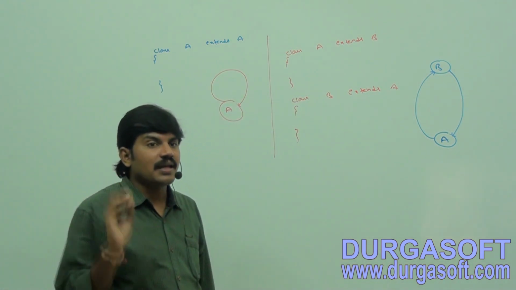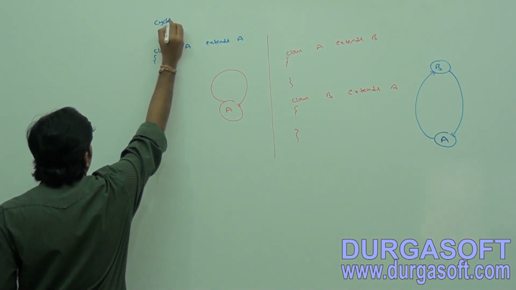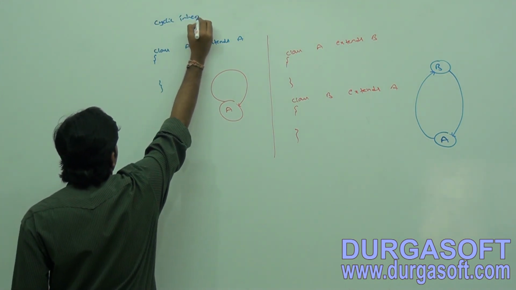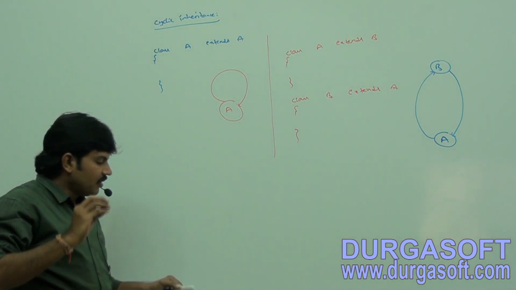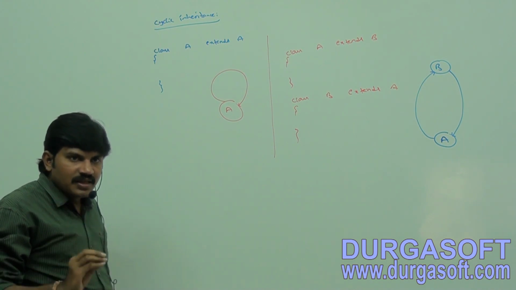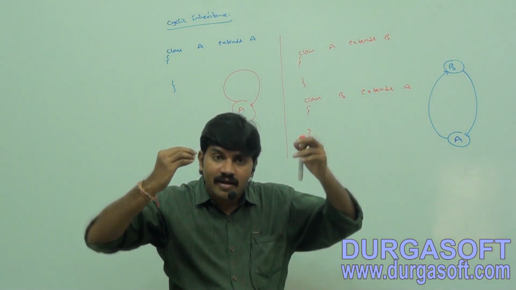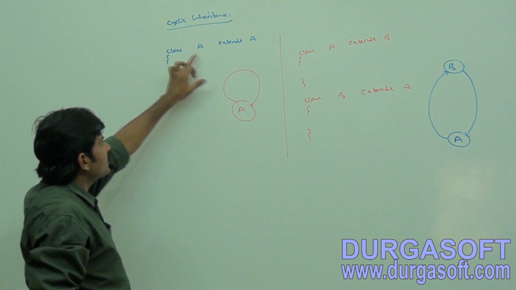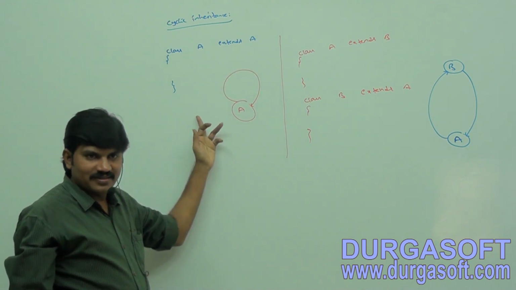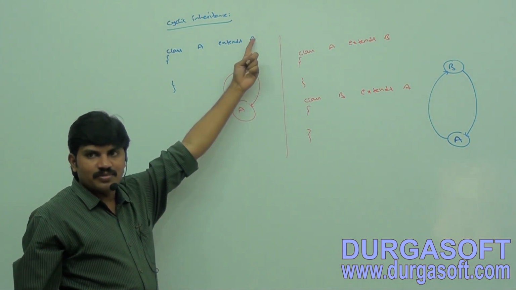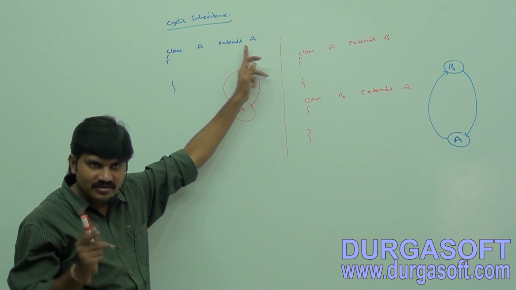This type of inheritance is called cyclic inheritance. Are you getting it? Cyclic inheritance is not allowed in Java. Of course, it is not required, because in class A extends A, the A class methods are by default available to the A class, since we are in the same class. Then what is the need of extends A? Useless, right?